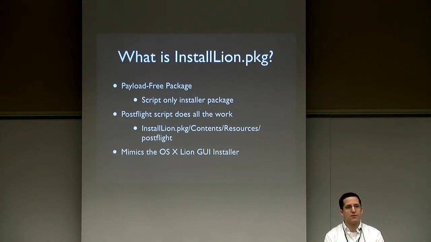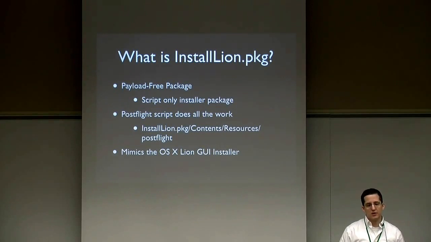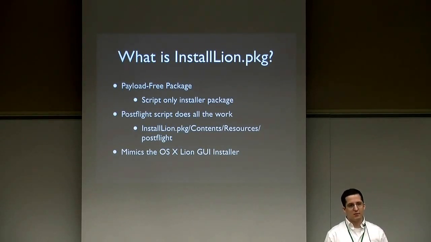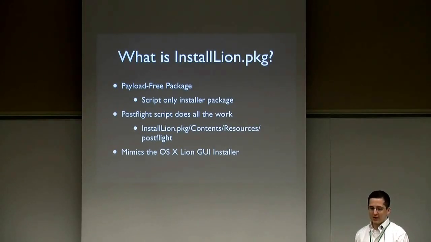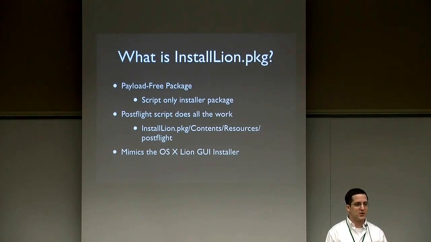InstallLion is just a payload-free package. That means that no files are being installed. The installation is all done by scripts. The script is the post-flight script, which is located in the Contents/Resources of the InstallLion package. Its goal is to mimic the same GUI that you would see from installing from the Mac App Store, so that you basically have the same installation process.